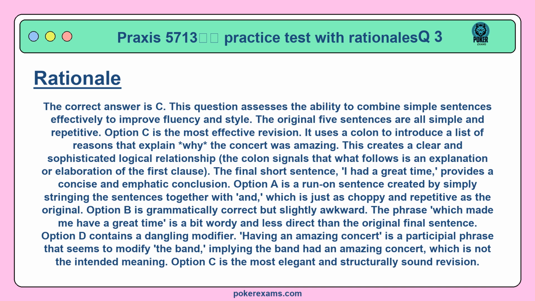Option A is a run-on sentence created by simply stringing the sentences together with "and," which is just as choppy and repetitive as the original. Option B is grammatically correct but slightly awkward. The phrase "which made me have a great time" is a bit wordy and less direct than the original final sentence. Option D contains a dangling modifier.